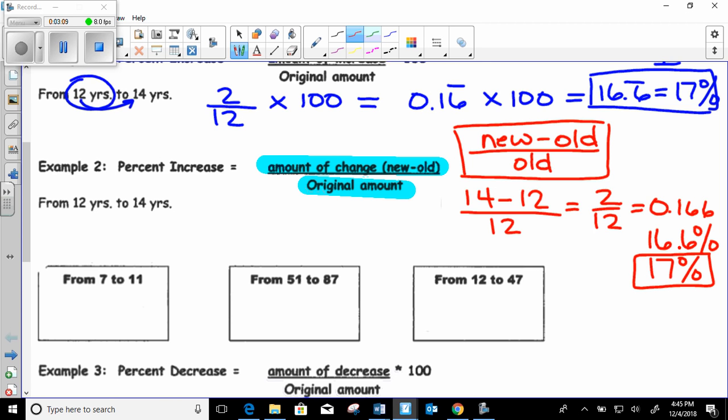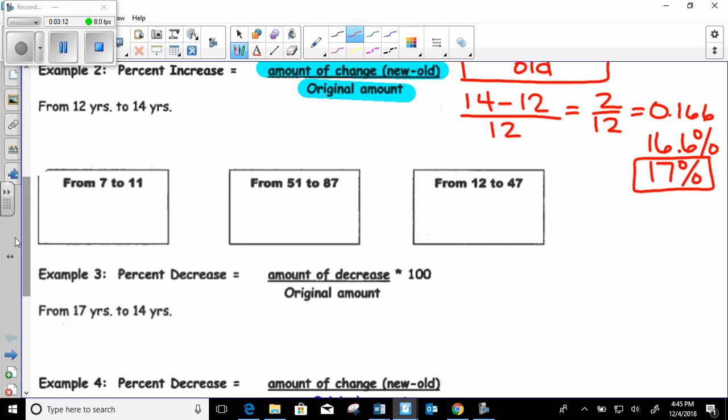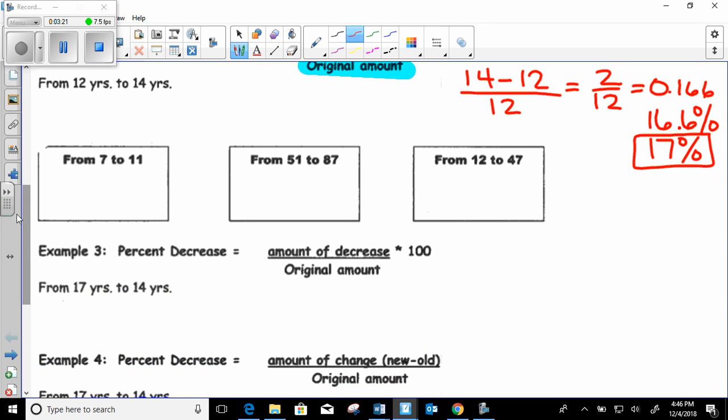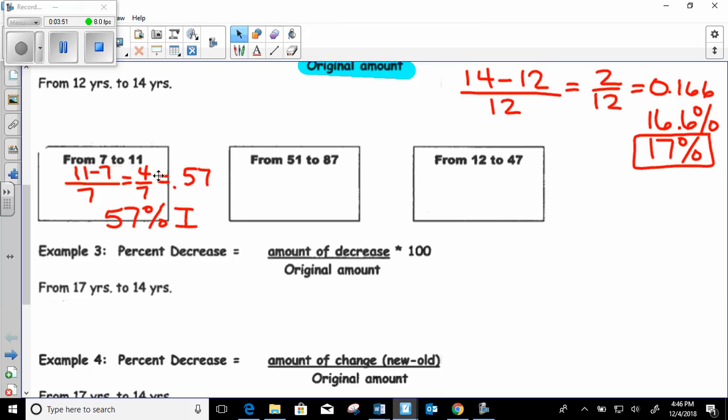So let's go ahead and use that formula for these 3 examples. If you're going from 7 to 11, you're still going to use that same formula, new minus old over old. So 11 minus 7 over the old, which is 7. You're going to get 4/7. Change that to a decimal. You will get 0.57. So obviously that is a 57% increase.